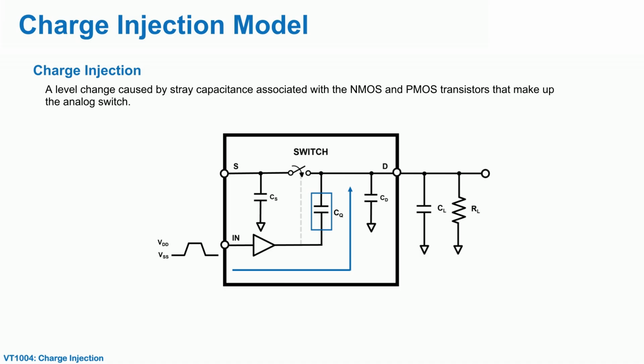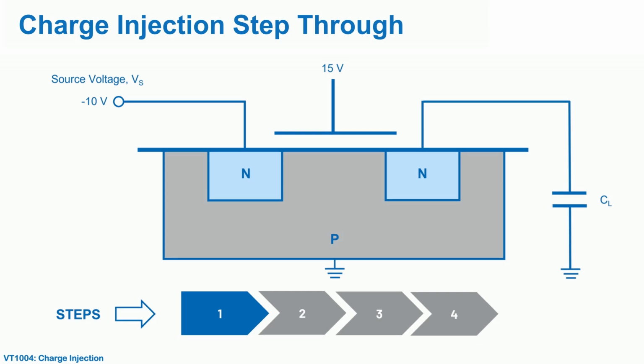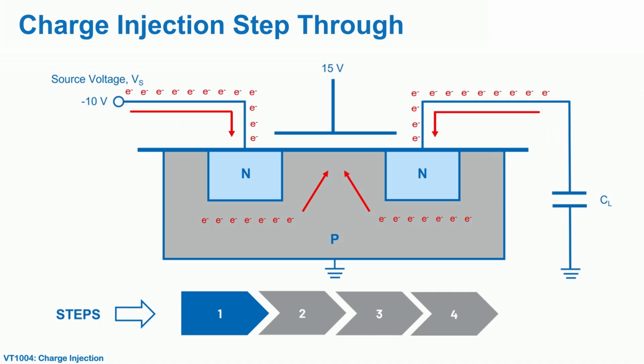The representation below shows the charge is injected into the drain output through the parasitic capacitor CQ, while the digital input is toggling. This cross-section of an NMOS transistor can be used to illustrate how charge injection occurs. Each step shows the charge injection processes. First step. A voltage is presented on the gate of the transistor, which attracts charges to the gate, forming a channel between the source and the drain.